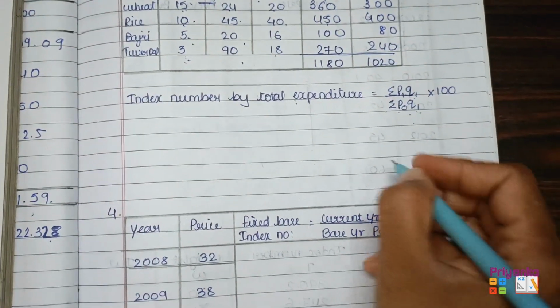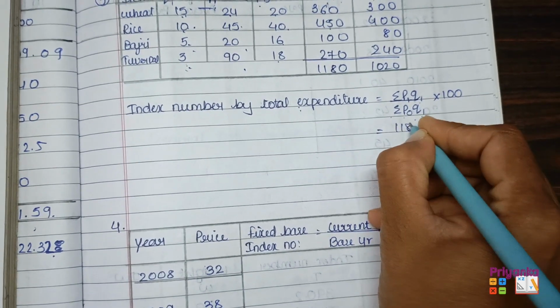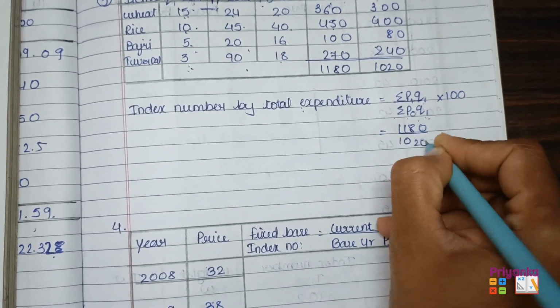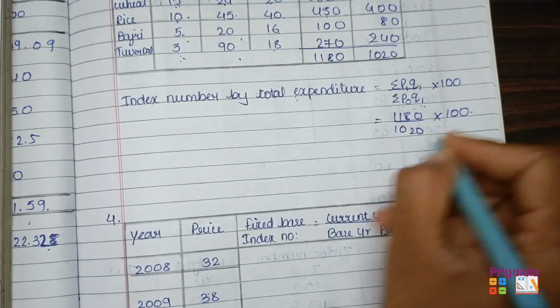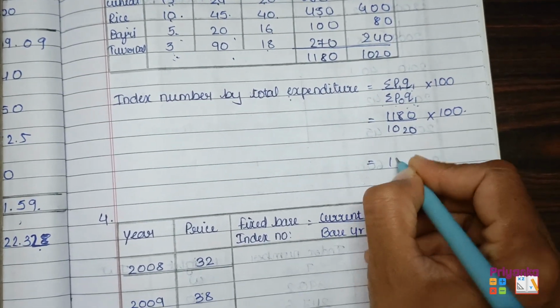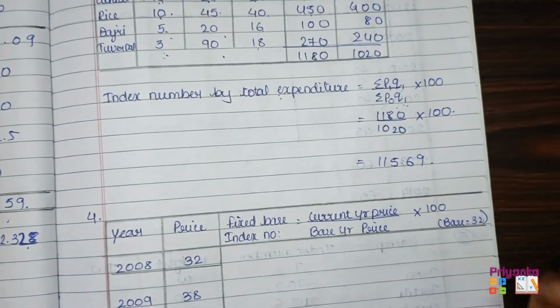Just take the information in the formula. 1180 and 1020 multiplied by 100, and here we get 115.69. Moving to the next question.